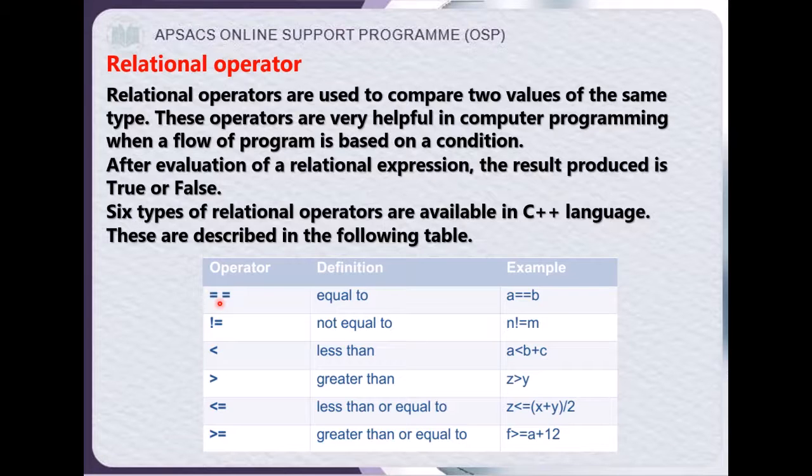Double equal to is used for comparing two variables, whether they are equal or not. Not equal to, you can see the example, n not equal to m. This is less than, a less than b plus c. Greater than, z greater than y. Less than or equal to, z less than or equal to x plus y divided by 2. And greater than or equal to, for example, f greater than or equal to a plus 12.